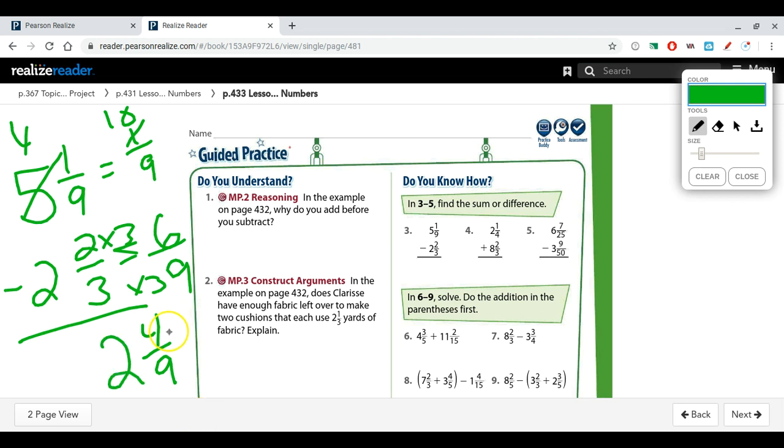I check to see if I can simplify. 4 and 9 don't have any common factors. I can't divide by 2, can't divide by 3, can't divide by 4, 5, 6, 7, 8, 9, 10. So they do not have any common factors.